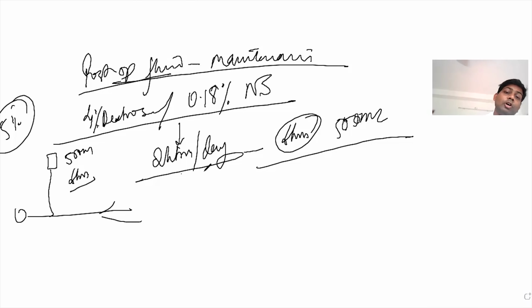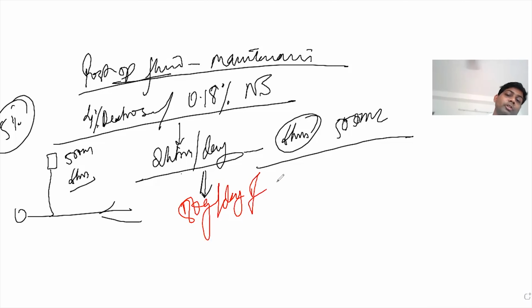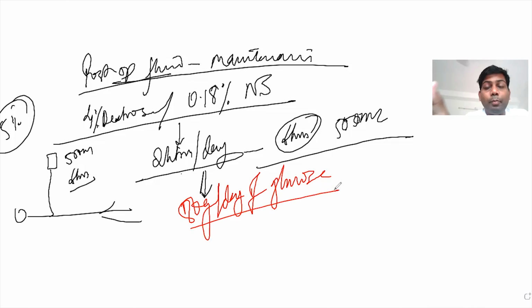Now they will ask you how much glucose is provided by this fluid. How much energy is provided by this fluid? This provides 80 gram per day of glucose. That is sufficient for the maintenance of nutrition, preventing catabolism during starvation. This 80 gram is enough to prevent protein breakdown, to protect from catabolism.